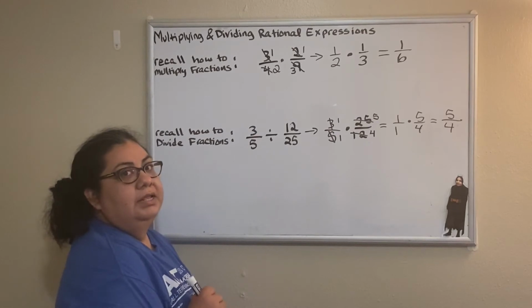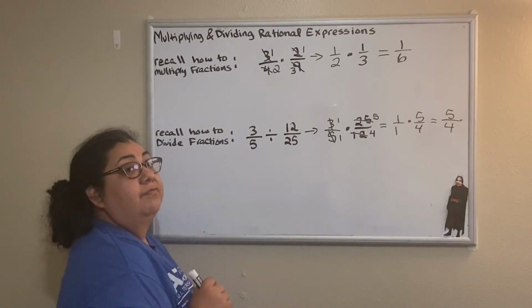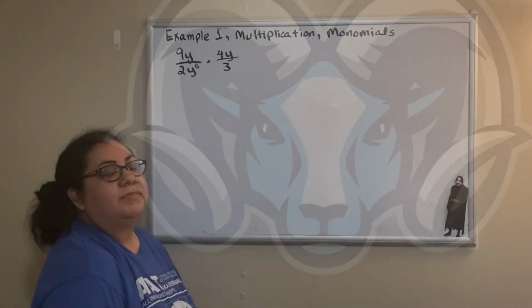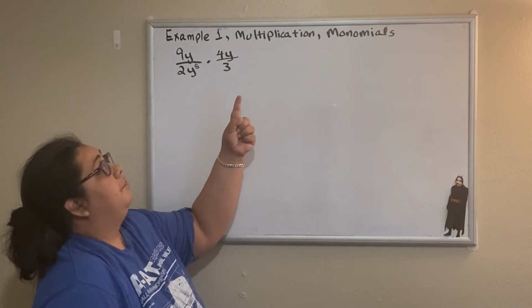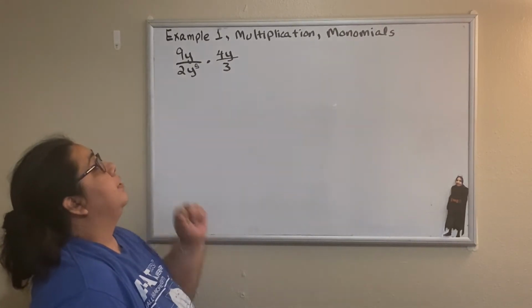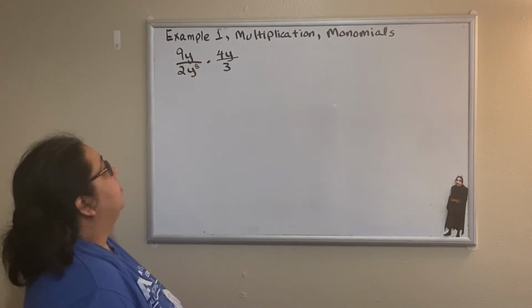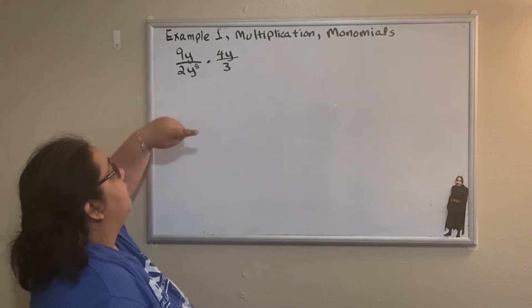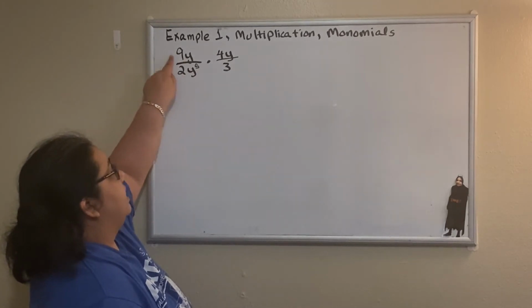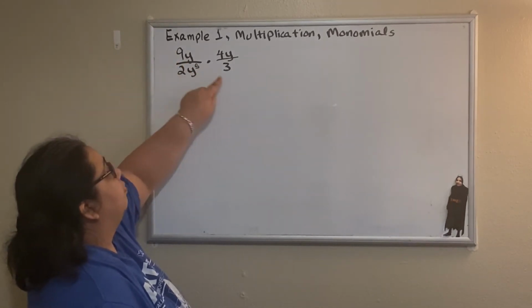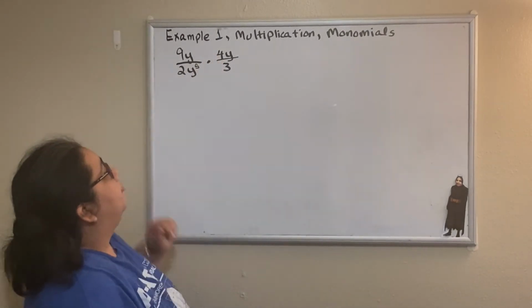Okay. Next, I'll show you how to multiply a monomial fraction. So here we have example 1. We're going to do multiplication of rational expressions, and we're going to be using monomials. Remember, a monomial only has one term. So first, we're going to check, can I reduce? And notice right here, I have a 9, and right here I have a 3. So I can reduce both of these by 3. Here I have a 2, here I have a 4. I can reduce both of those by 2.